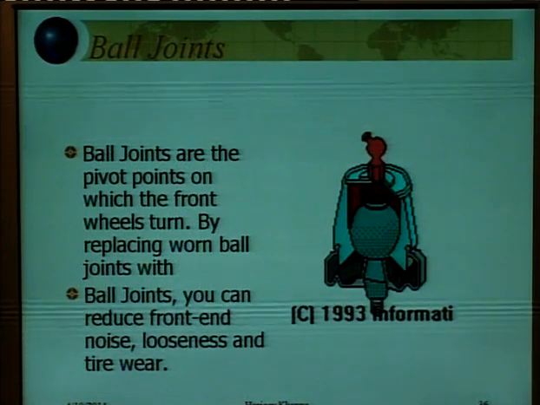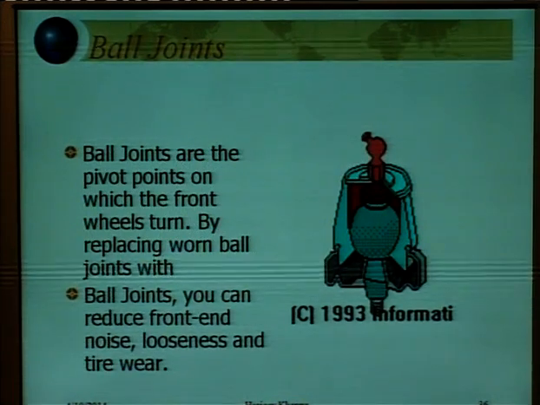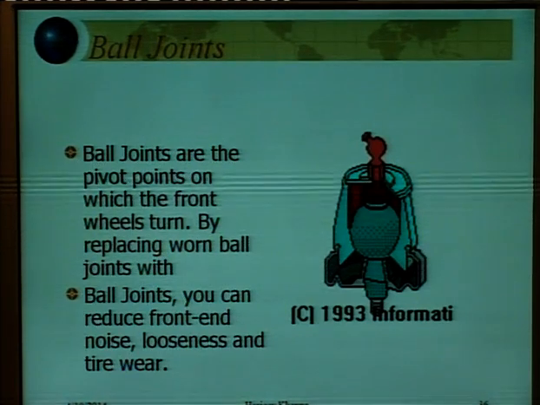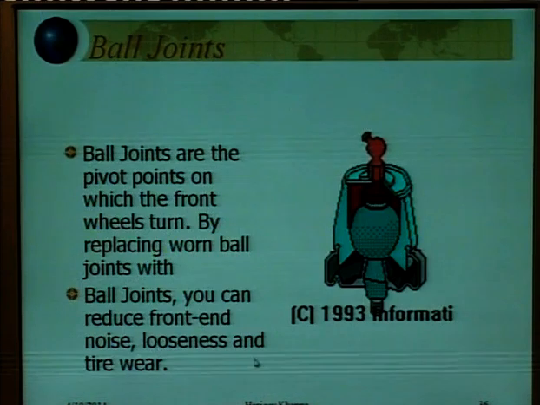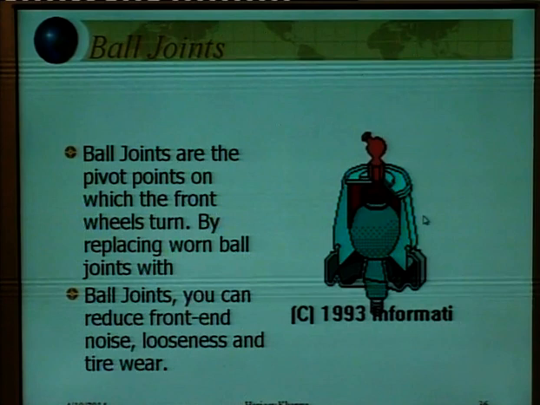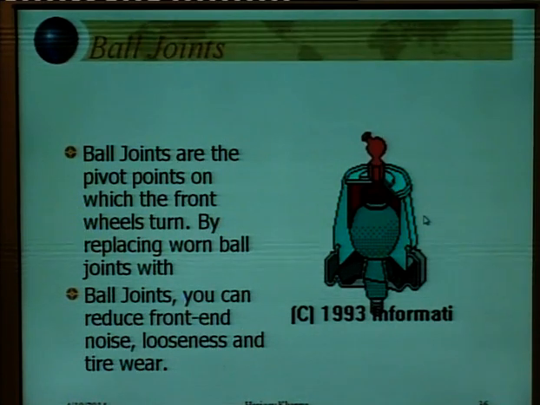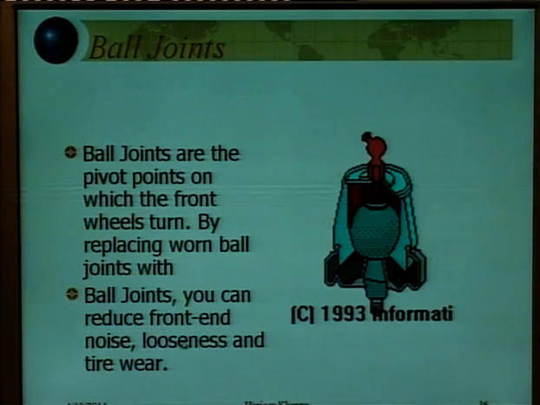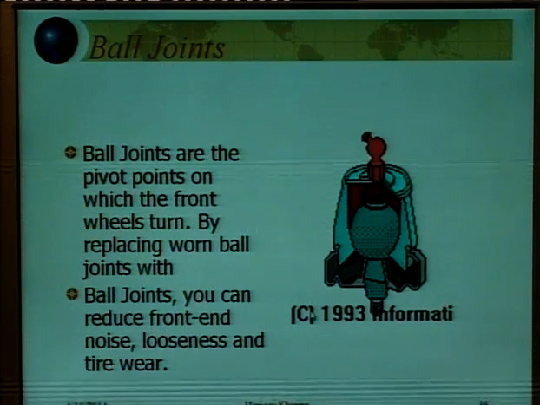Ball joints. Ball joints are the pivot on which the front wheels turn. By replacing worn ball joints, you can reduce the front end noise, looseness, and tire wear. These are problems that can be encountered during the use of these systems. So these ball joints have to be replaced. So you can reduce the front end noise, looseness, and tire wear.